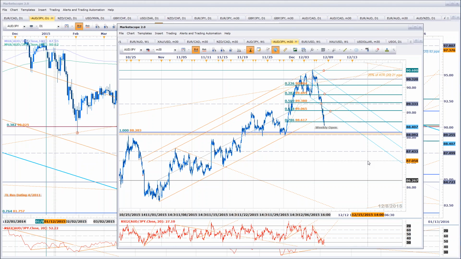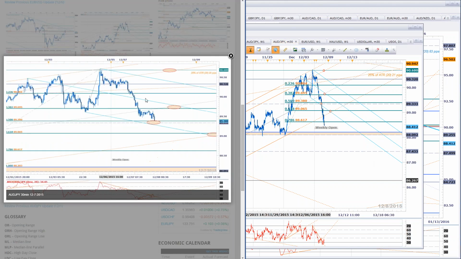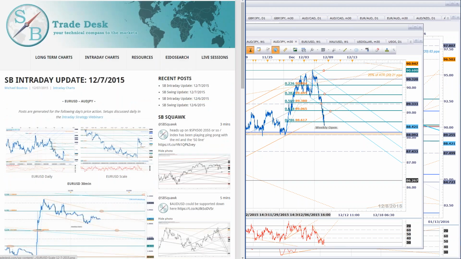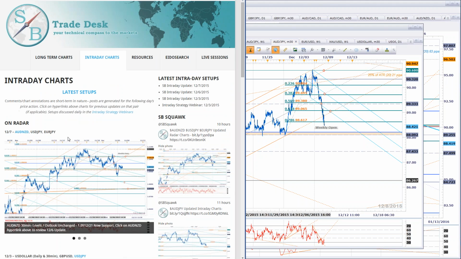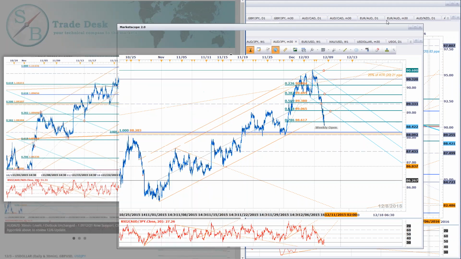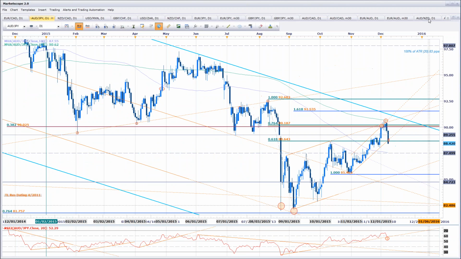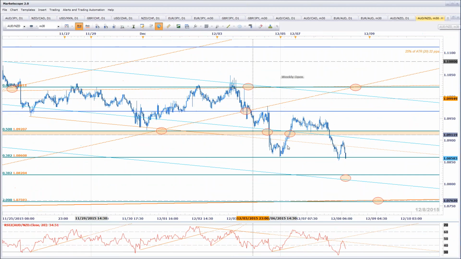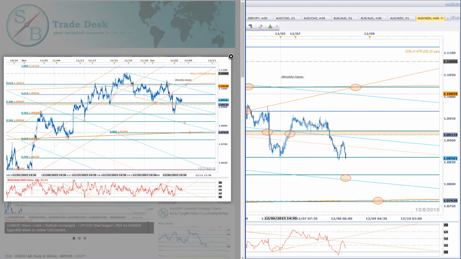Why don't we go ahead and cover Aussie dollar and dollar yen? So here, or excuse me, before we do that, I want to jump into Aussie Kiwi. So here's what we looked like last night in Aussie Kiwi. This setup was highlighted on Sunday as we were holding right below that near-term resistance, okay?